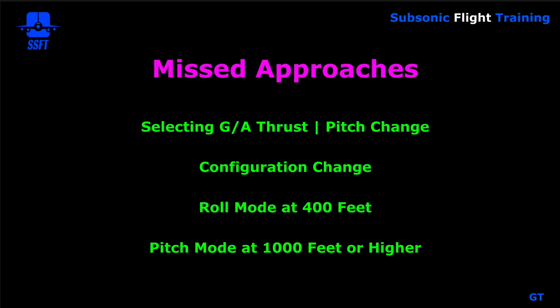The first step would be selecting go-around thrust and making a pitch change. You have to change the aircraft from a landing pitch attitude to now going to a climb pitch attitude to climb away from the runway. The second step would be to change your configuration because we have to change from a landing configuration to more of a climb configuration. And then as you reach 400 feet, we're going to select a roll mode. And at 1,000 feet or higher due to terrain, we're going to select a pitch mode. And then as we accelerate, we're going to retract the flaps on schedule.